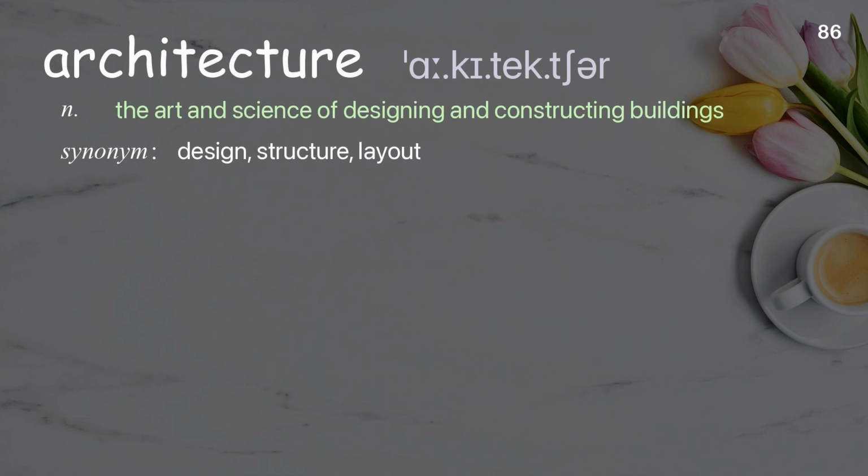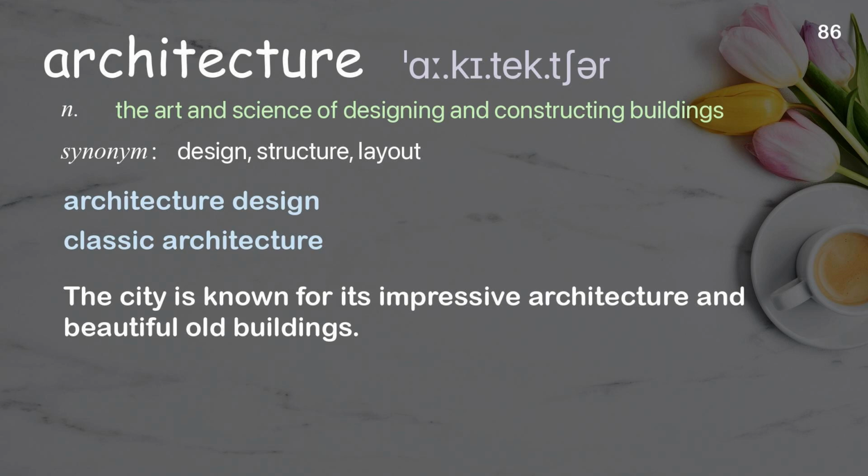Architecture: the art and science of designing and constructing buildings. Examples: Architecture design, classic architecture. The city is known for its impressive architecture and beautiful old buildings.